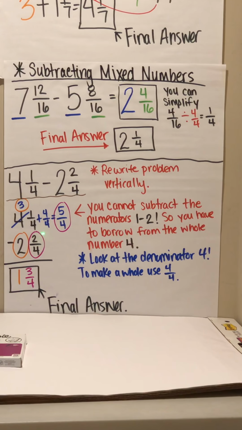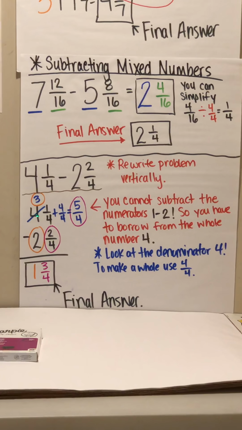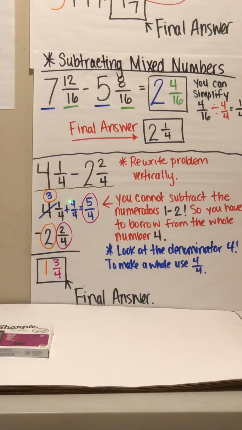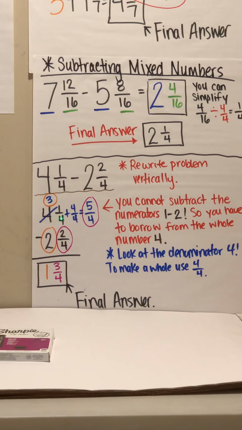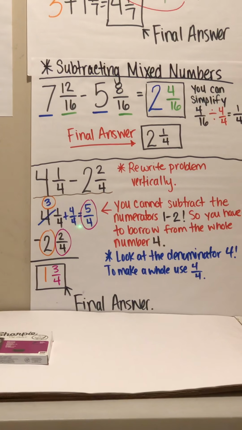I'm going to take one whole away. So now it's going to become a 3. How do I make a whole number as a fraction? Well, I'm going to look at the denominator, and the denominator is 4. So I'm going to make one whole by writing 4/4, because 4/4 represents 1. And that 1 that I took away is coming from this 4. So that's why we have a 3 now. And I add 4/4 to the 1/4 that I have, and now I have 5/4.